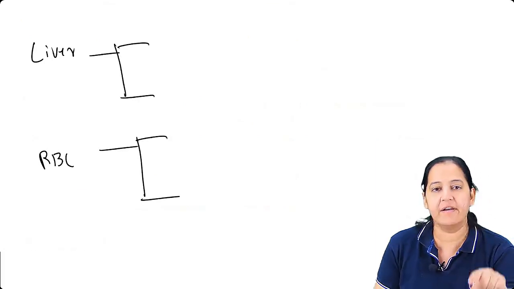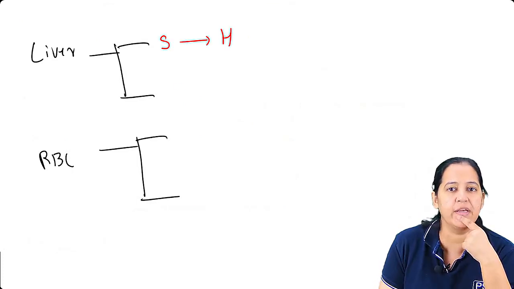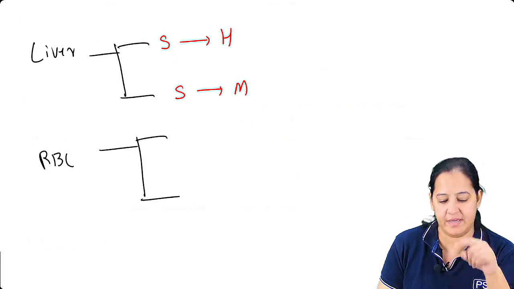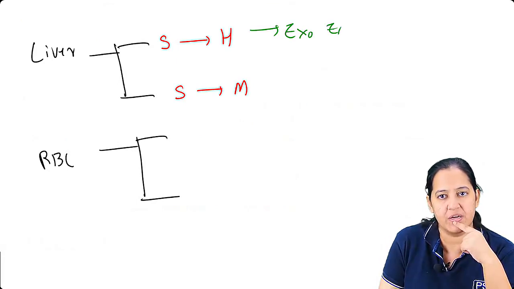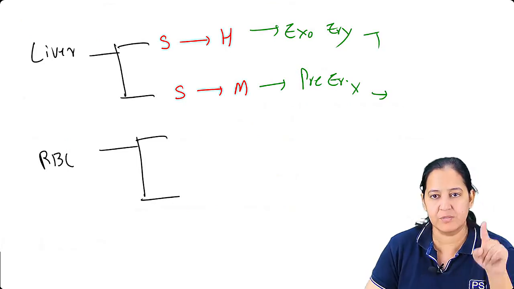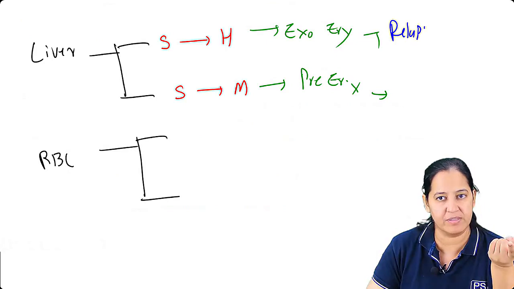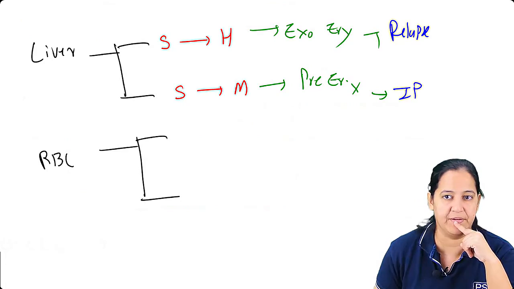In the liver, the sporozoites get converted into hypnozoites, and sporozoites get converted to merozoites, है ना? This one is known as exoerythrocytic and this one is known as pre-erythrocytic. This one is responsible for relapse in future because they are the dormant form, and this one is responsible for the incubation period. ठीक है?